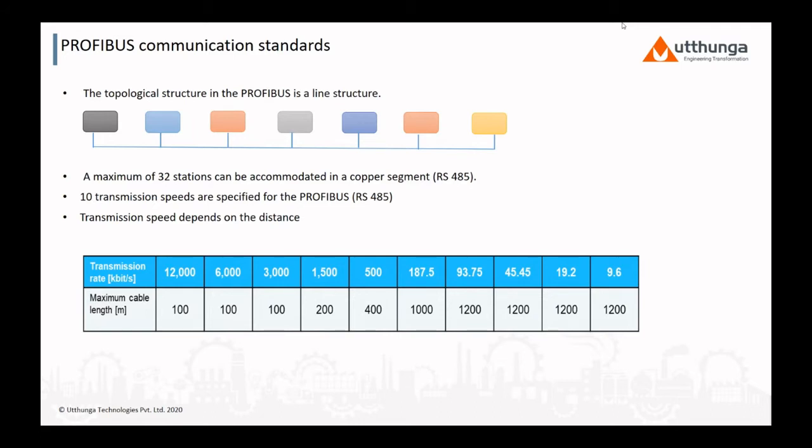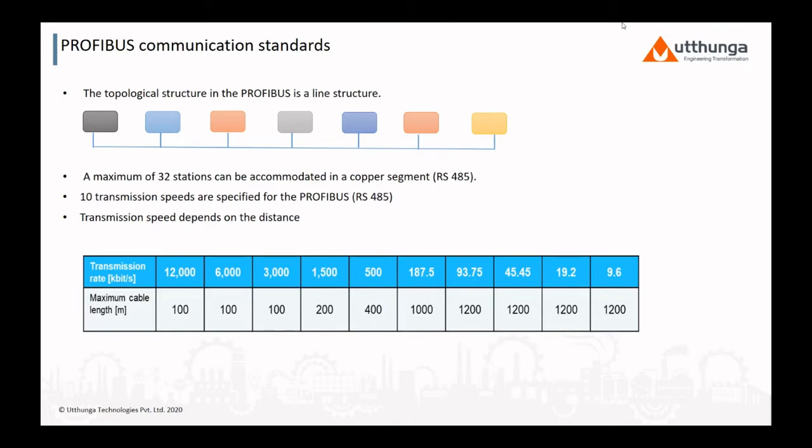PROFIBUS master can communicate up to 127 devices, but since it is RS-485, energy has to be pushed using repeaters. So in a segment, you can only communicate up to 32 stations. After that, you have to put repeaters to enhance the voltage. Then only you will get a good voltage in each layer, each slave and each complete network.